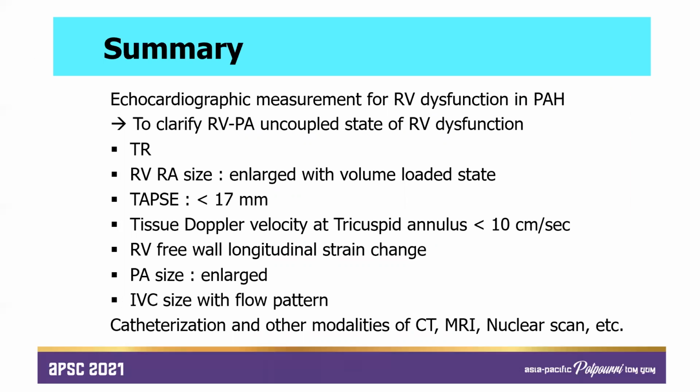So having summarized all these, not just RV dysfunction assessment, we would like to clarify the RV pulmonary artery coupled or uncoupled state of RV dysfunction, which informs us what kind of treatment is optimal. So we should look at TR, RA and RV size, TAPSE, tissue Doppler velocity, and RV free wall strain, pulmonary artery size, IVC size and flow pattern, and catheterization and other modalities such as CT, MRI, nuclear scan, etc.